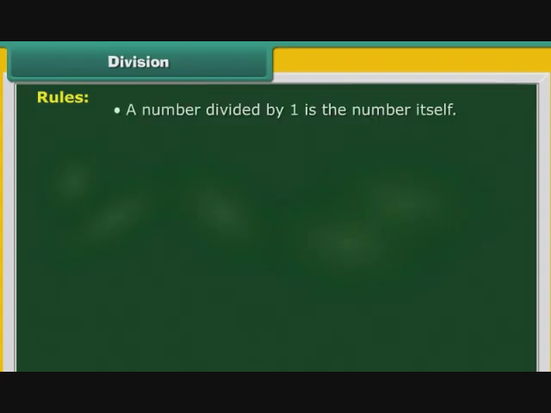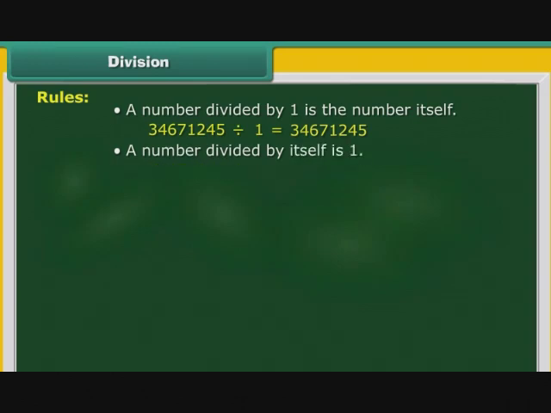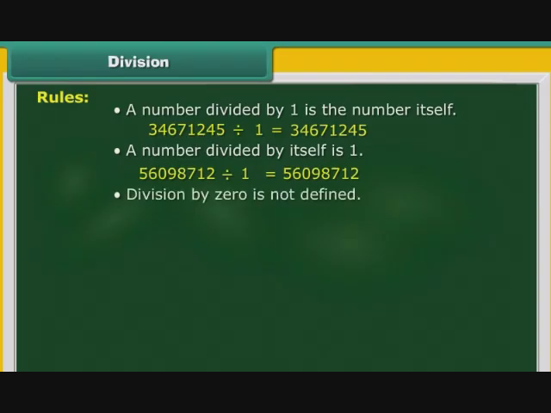A number divided by 1 is the number itself. 34671245 divided by 1 is equal to 34671245. A number divided by itself is 1. 56098712 divided by itself is equal to 1. Division by 0 is not defined. 56795432 divided by 0 is equal to not defined.